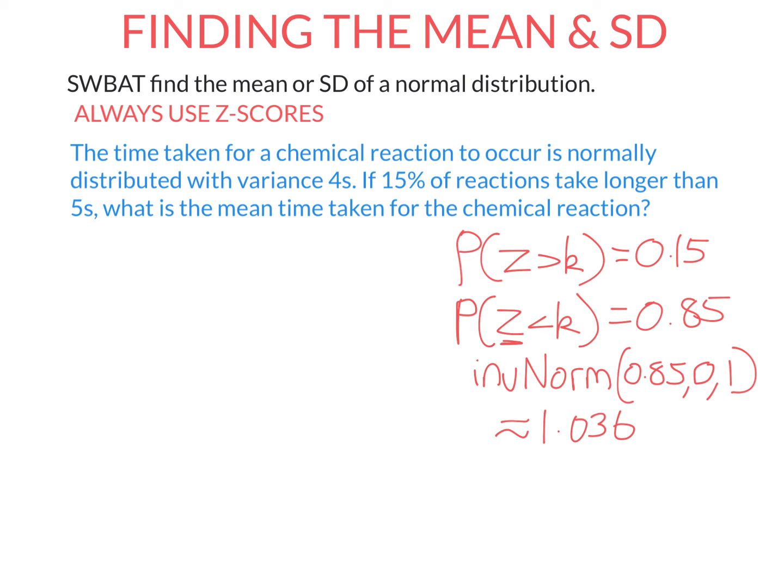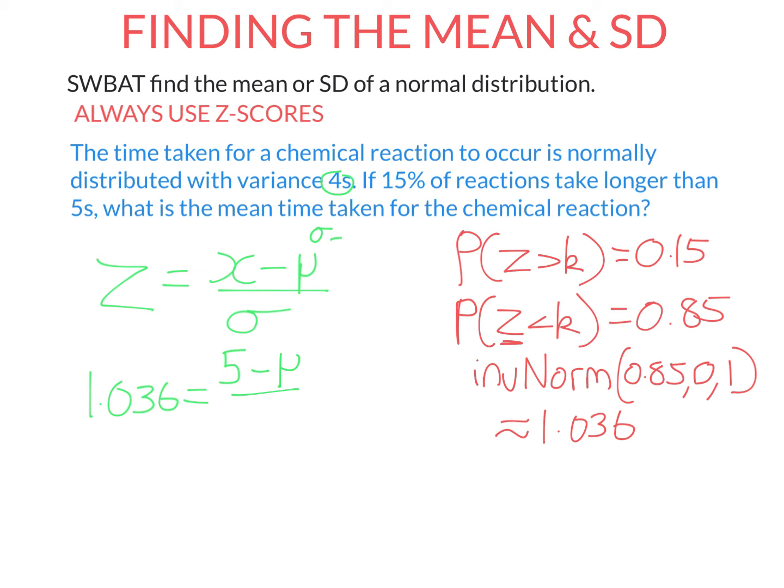Now we're going to use our Z formula. Remember, for a z-score, it's score minus mu over standard deviation. In this case, we know our z-score is 1.036. We know that the score that's 1.036 standard deviations above the mean is 5. So 5 minus the mean over the standard deviation. Variance 4 means standard deviation is 2. Now I have one equation with one unknown.